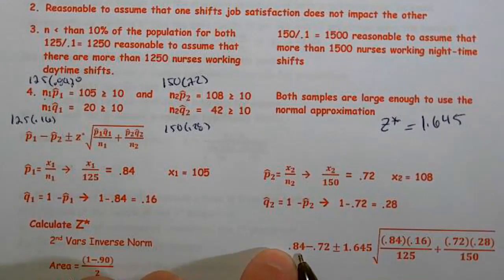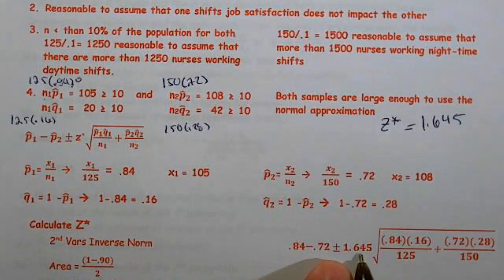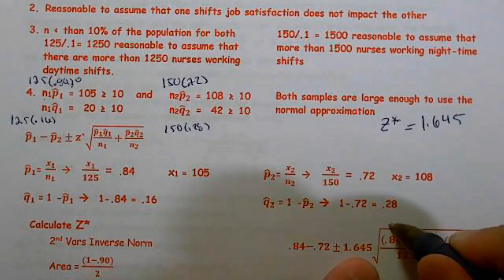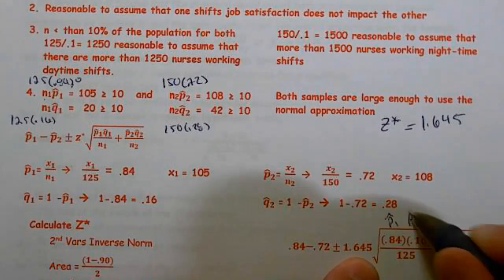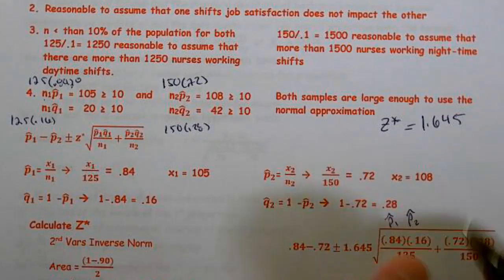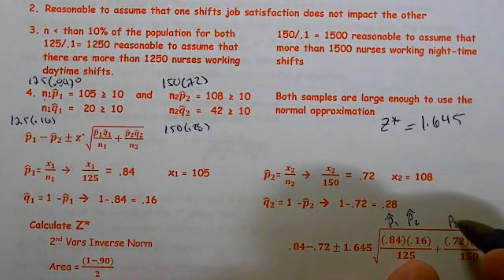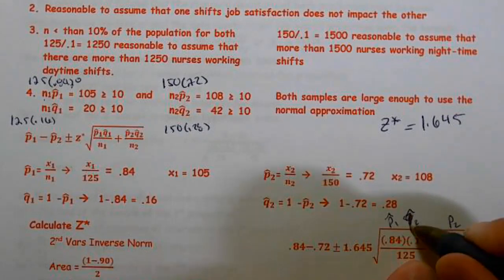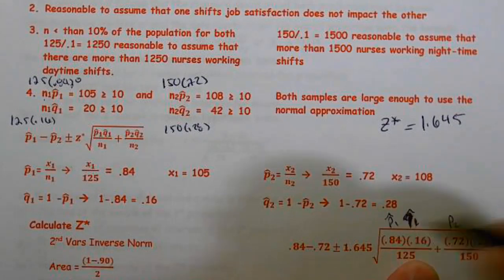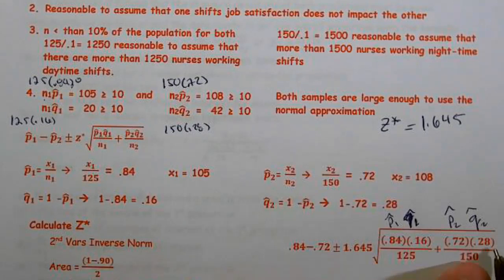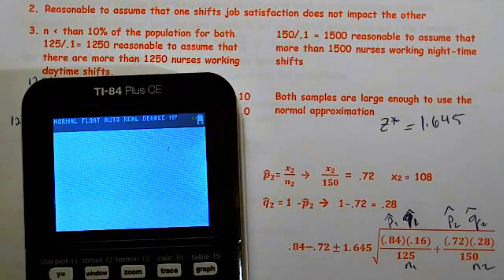So our first P hat 1 was 84%. P hat 2 is 72%, plus or minus 1.645. This is P hat 1. This is Q hat 1, which is 1 minus 0.84. P hat 1 and Q hat 1. This is P hat 2, and this is Q hat 2. This is our 72%. This is 1 minus 0.28. And here's N1, and this is N2. So let's go ahead and run this thing really quickly.